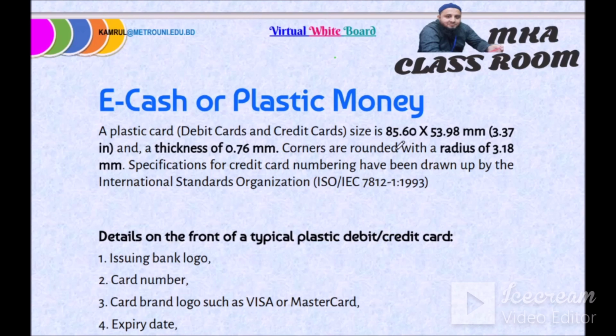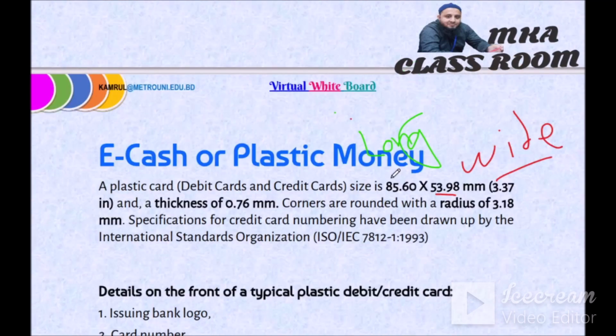The debit card or credit card size is 85.60 millimeter long and 53.98 millimeter wide. The thickness of this plastic card is 0.76 millimeters. Corners are rounded with a radius of 3.18 millimeters.